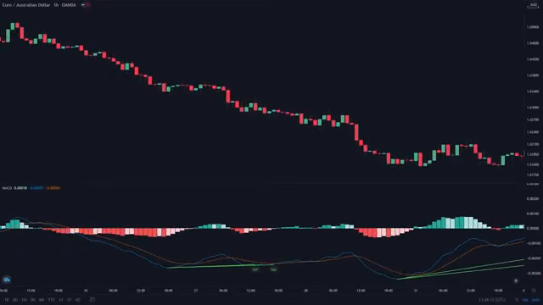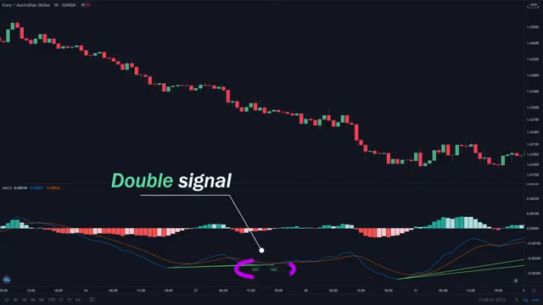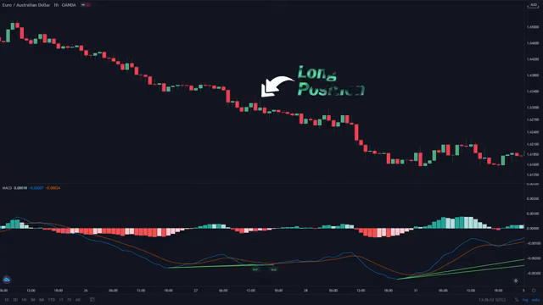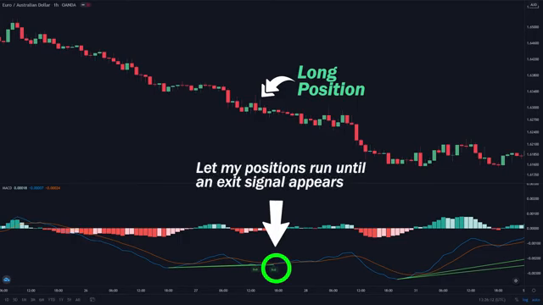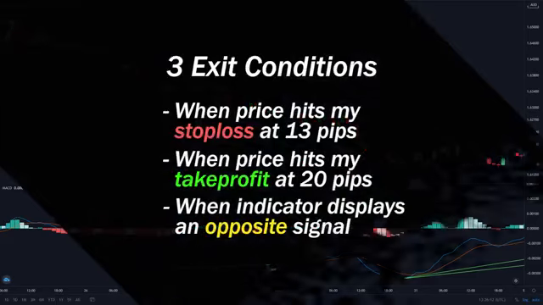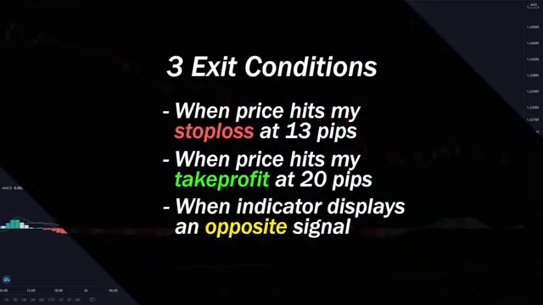And there are often times where the indicator displays a double signal like this. For example, let's say I took a long position. If the indicator displays another long position before displaying the other 2 exit positions, I would not do anything with my position and continue to let it run until one of the exit signals appears. So these 3 conditions can happen in any order. So whichever condition happens first, that's when I close my trade.